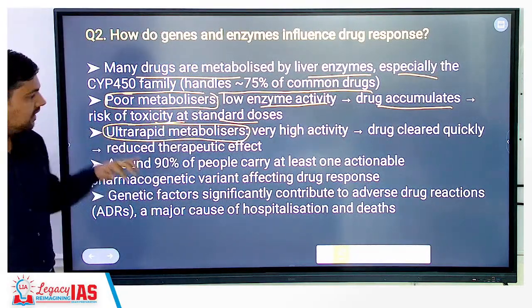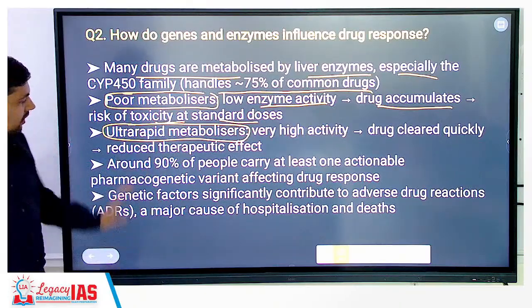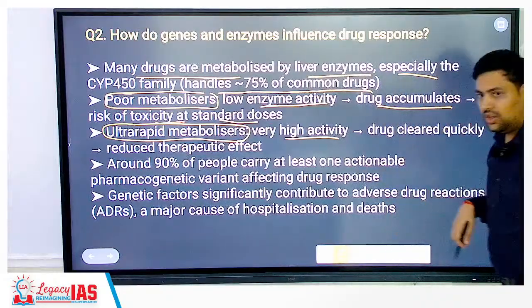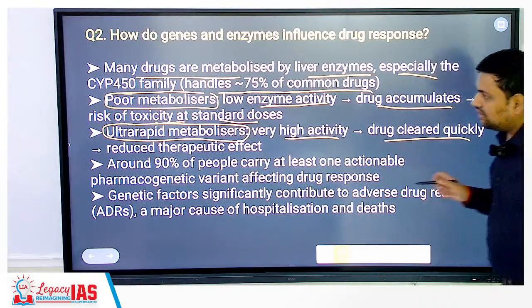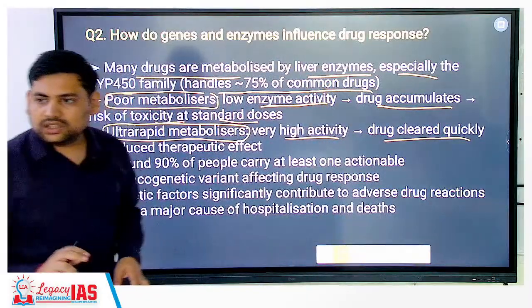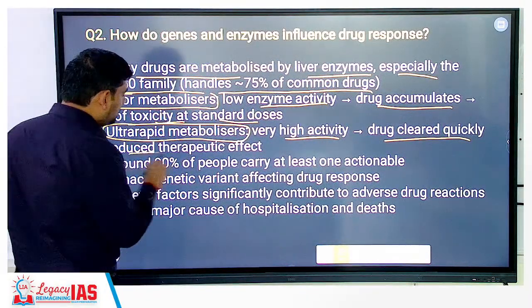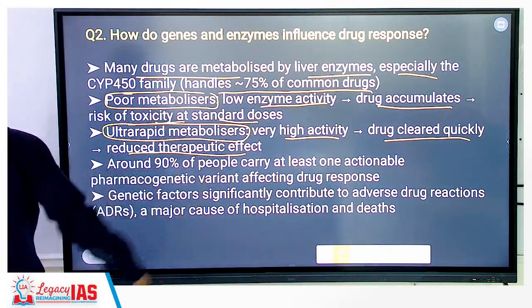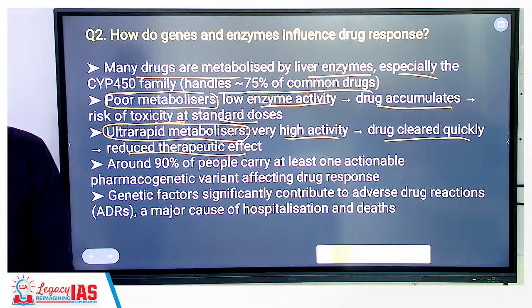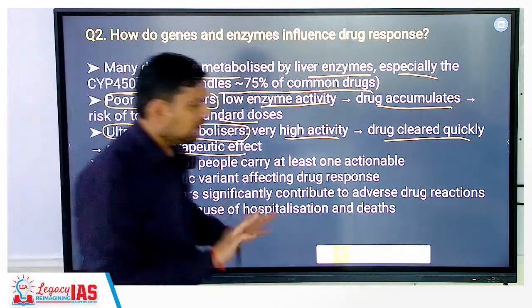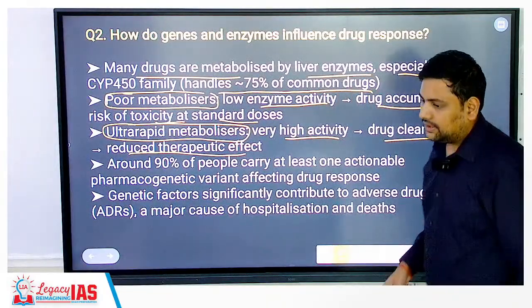The other extreme is people who are ultra rapid metabolizers. They have very high enzyme activity, so the drug is cleared from their body very quickly. When they take drugs, it is immediately cleared. So they experience a reduced therapeutic effect because the drug is not staying in their body for long. Both of these extremes are suffering. People in the middle are just doing fine.